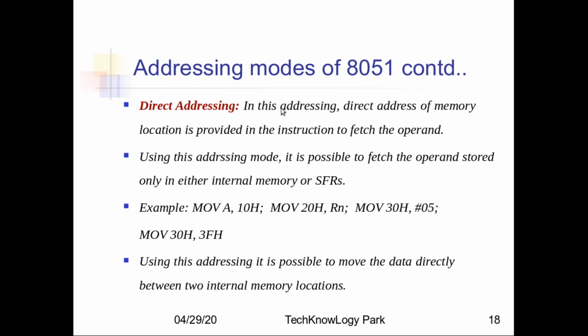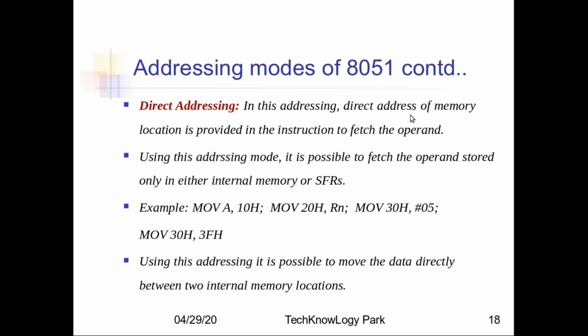The next addressing mode is direct addressing. In this addressing, a direct address of a memory location is provided in the instruction to fetch the operand. See, inside the RAM we have different areas. Even the whole RAM, right from memory location 00 to 7F, 128 bytes of RAM, can be accessed, and apart from that, even special function registers can be accessed using this direct addressing mode.